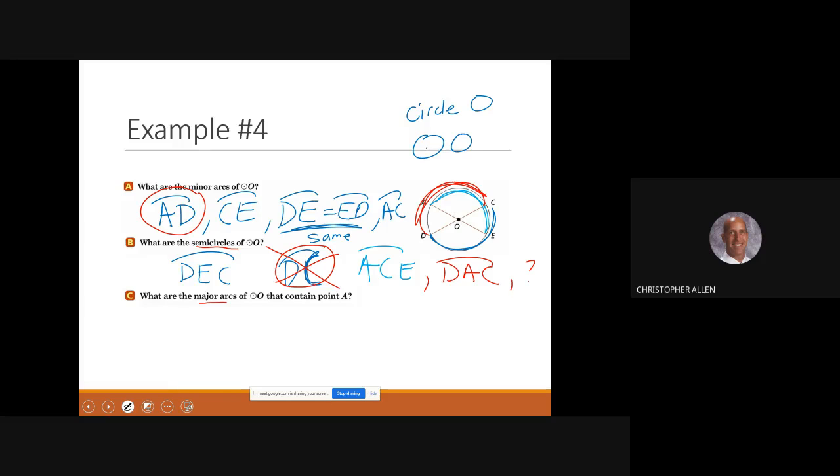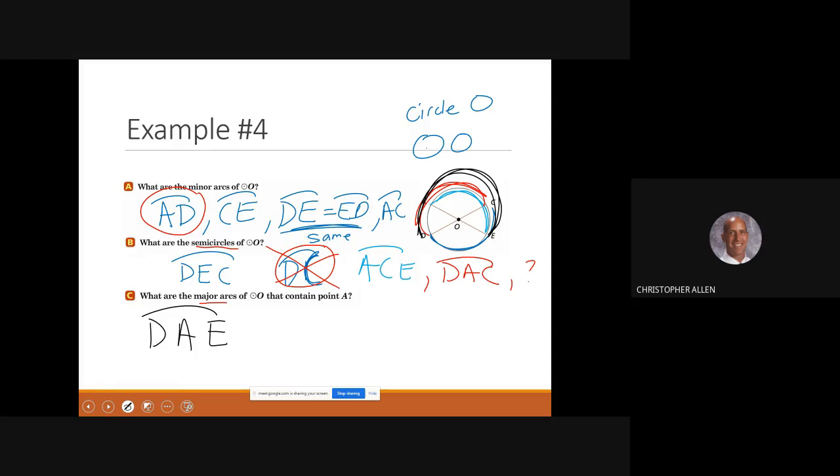Last thing, I'm going to give you a major arc. Let's do this in black. Here is a major arc. D-A-E. Arc DAE is a major arc. DAE goes all the way to here. That is more than a semicircle. That's why it's called a major arc. Can someone give me another example of a major arc besides DAE?